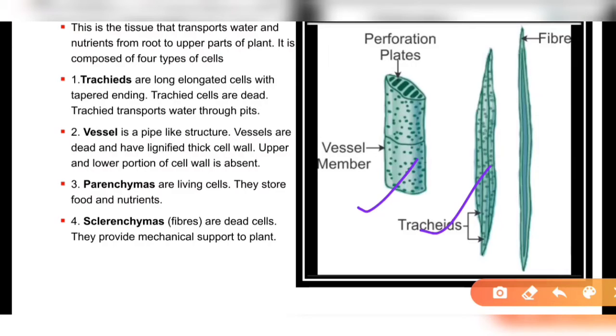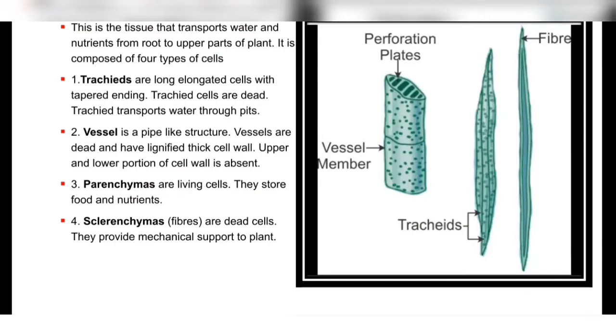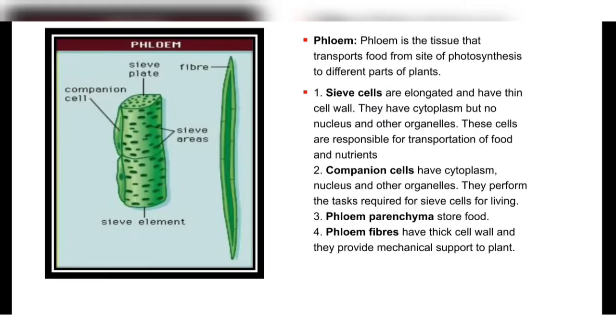So the conducting materials present in the xylem elements are the xylem vessels and the tracheids, and the fibers and parenchyma are responsible for storing and providing mechanical strength to the xylem. Next is the phloem tissue, which is also responsible for conducting food and nutrients from the site of photosynthesis to the different parts of the plant.